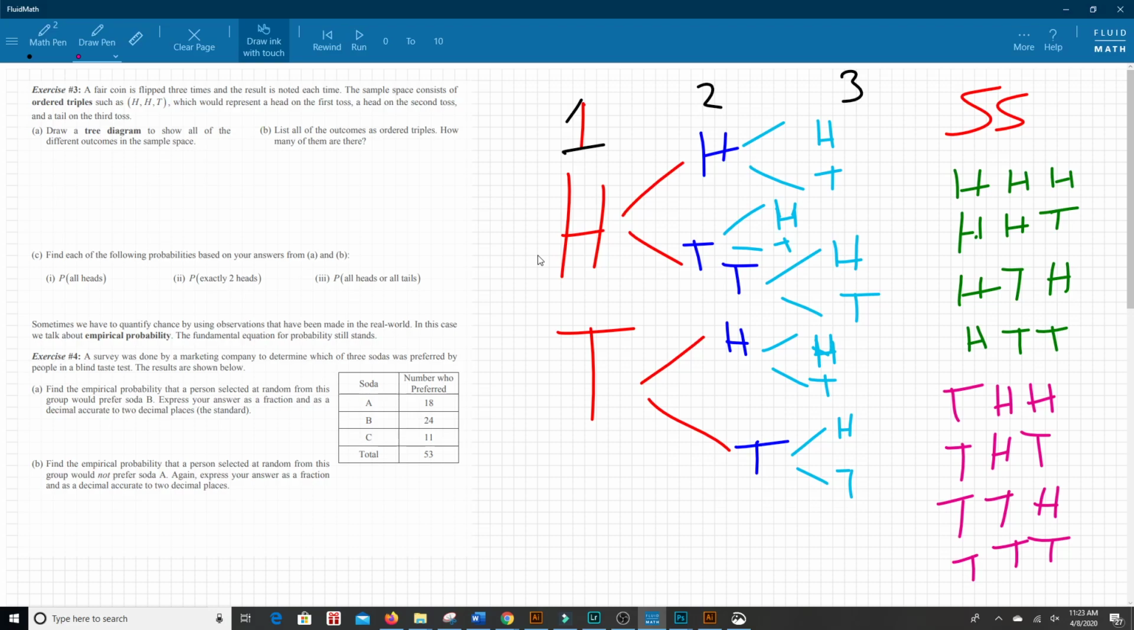Draw a tree diagram to show all of the different outcomes in the sample space. Okay, list all the outcomes as ordered triplets. How many of them are there? So there are about 8 outcomes. Okay, then for C it says find each of the following probabilities based on your answers from A and B, right?